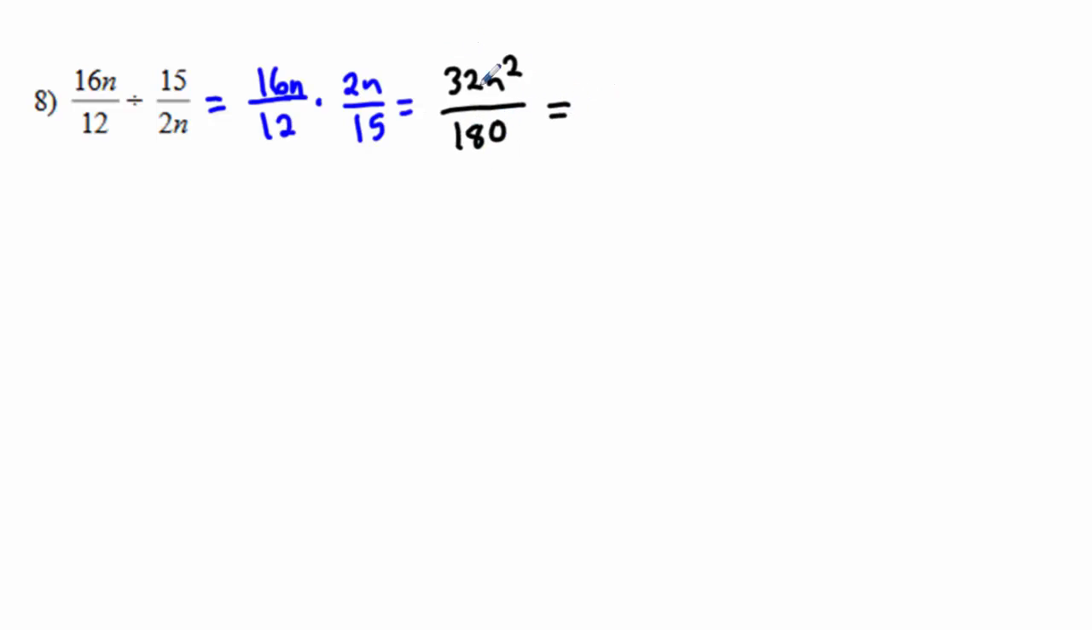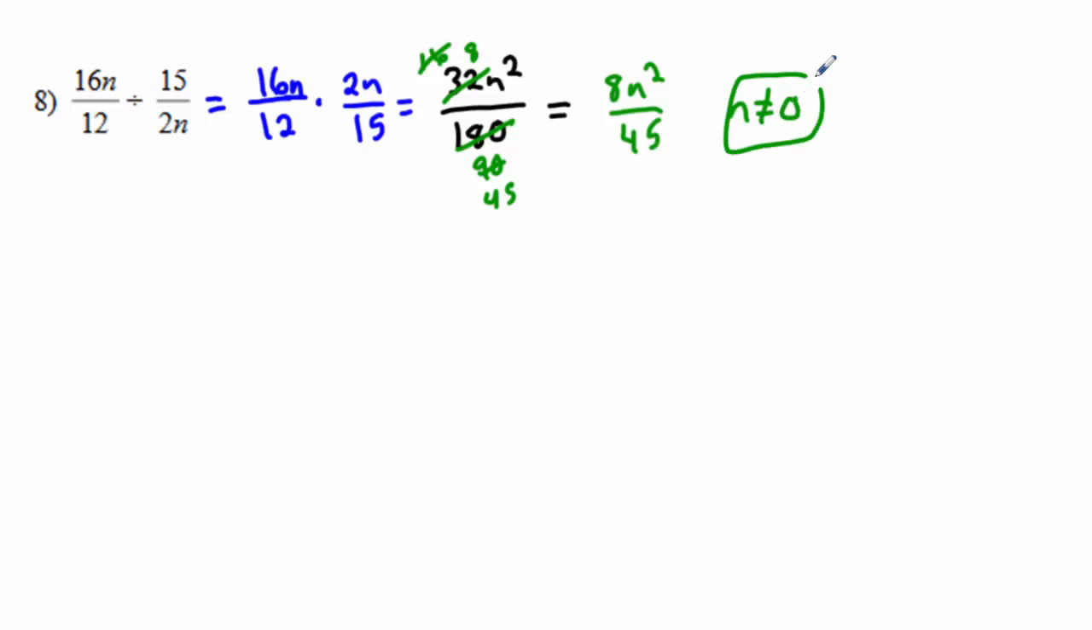Now 32 over 180 definitely simplifies, and it might be tricky to get what it simplifies to be. You can type in 32 over 180 into your calculator and then change it back to a fraction. I know they both divide by 2 and then by 2 again, and that's as far as I can go. So it's 8n squared over 45. And then at the beginning, I had an n on the bottom, that 2n, so that means n can't be 0.